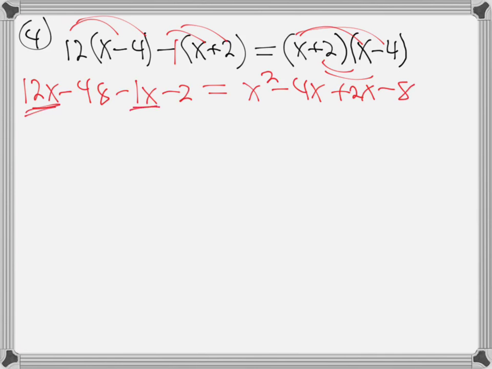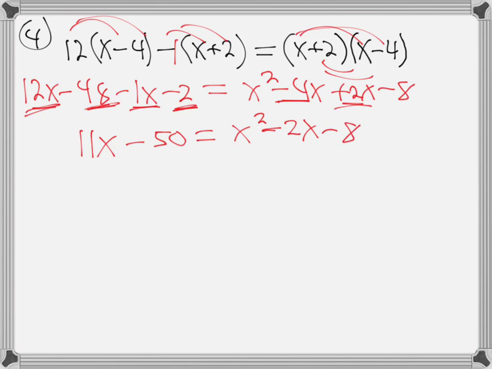Gather like terms, 12x minus 1x. 11x minus, if you lose $48 and then lose 2 more bucks, you lost $50. Everybody's doing the FOIL method very well. Good. Minus 4x plus 2x is minus 2x. All right, so we get to here, we see x squared.